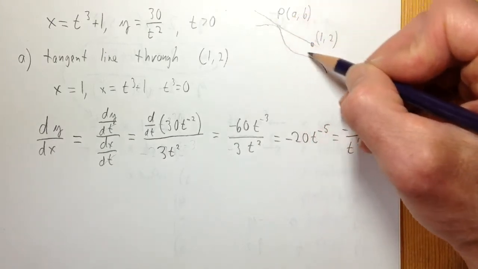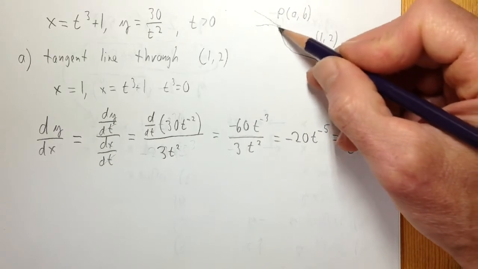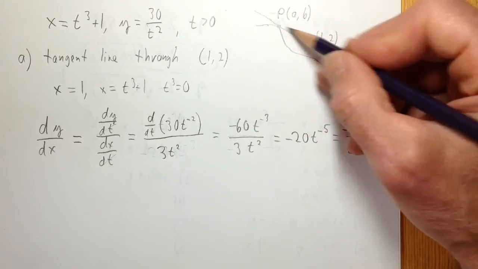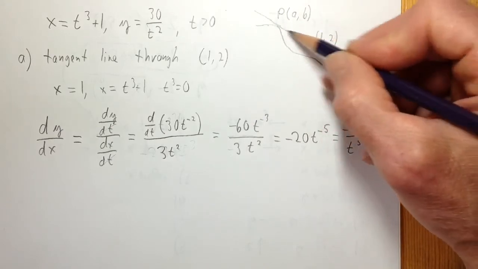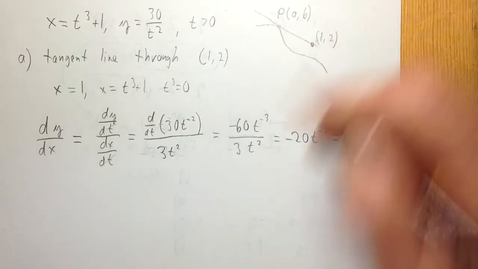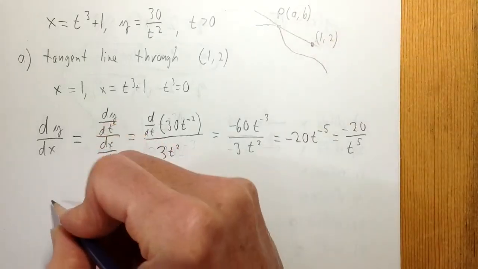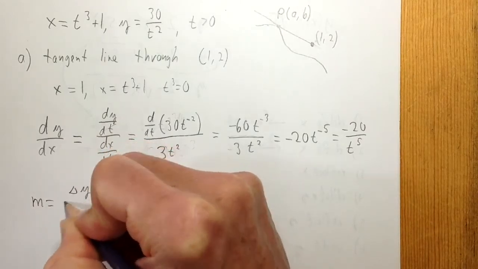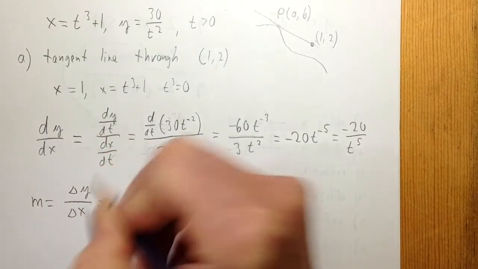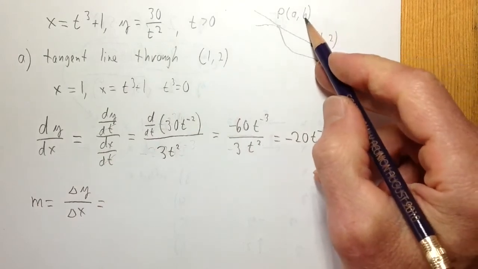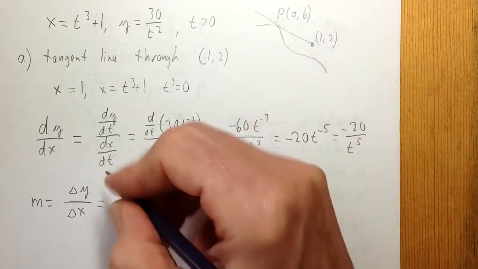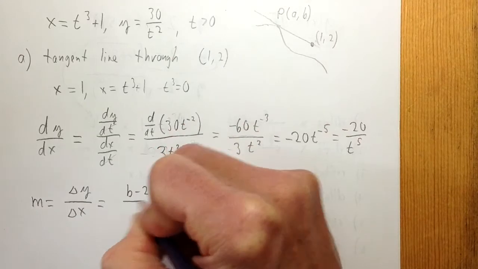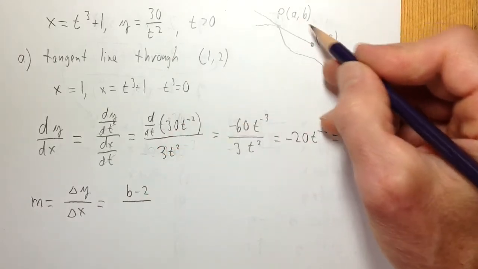That's the slope of our curve, right? Here's some random curve that I drew. The slope of the curve at any time is that. We want it to equal the slope of the line. So what's the slope of the line? This is always the change in y divided by the change in x. Change in y is b minus 2, so b minus 2 divided by the change in x, which is a minus 1.